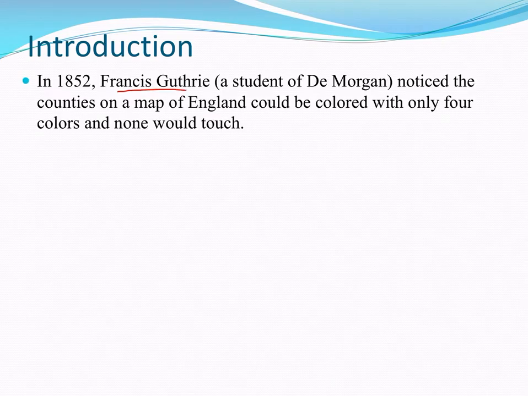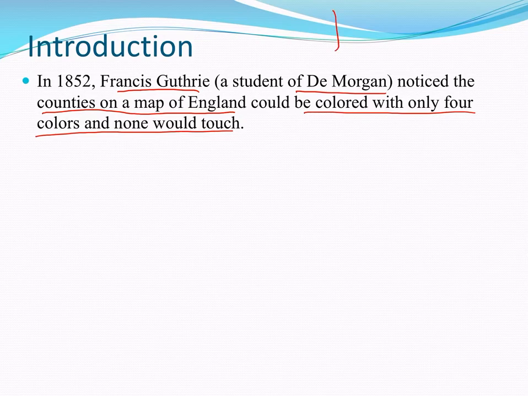Francis Guthrie was a student of De Morgan, of De Morgan's law fame, and he noticed that the counties on a map of England could be colored with only 4 colors so that none would touch on any kind of border. You could have some colors catty-cornered across, like red and red like this, but they're not touching across a border of non-zero length.